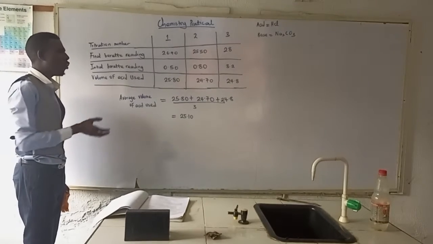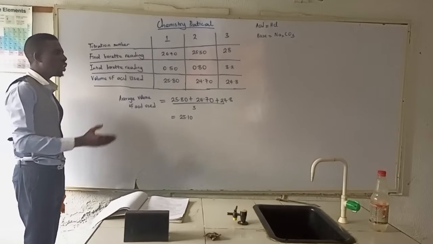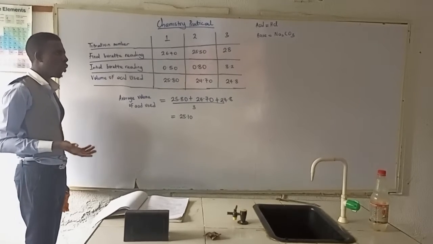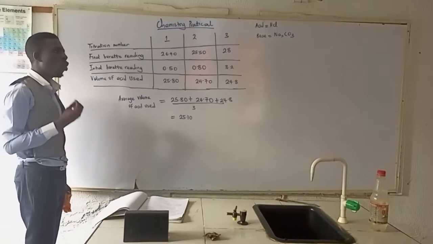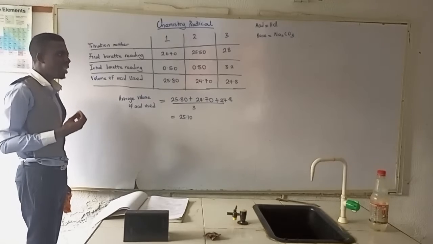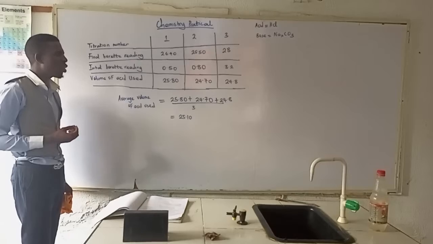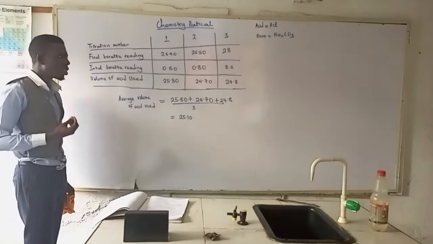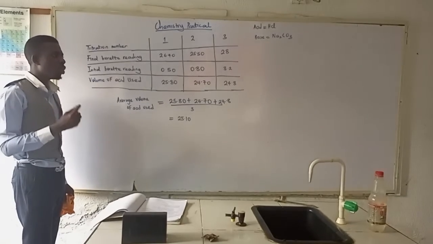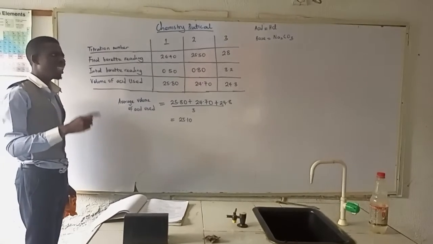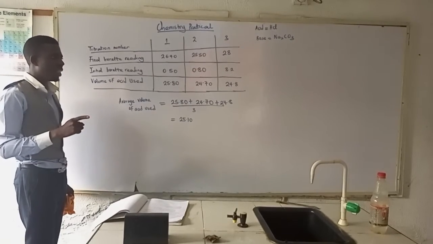The next one, for the average titre value, the average volume of acid used, the calculation of the average titre value happens to be wrong. Why? When we are calculating average titre value, we only make use of consistent readings. Now the next question is, when is a reading said to be consistent? A reading is said to be consistent when the difference between the two readings is less than or equal to 0.20. I will repeat.